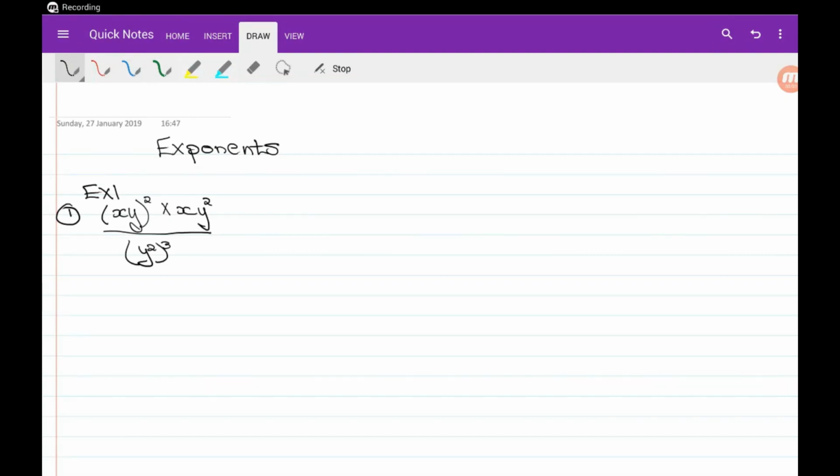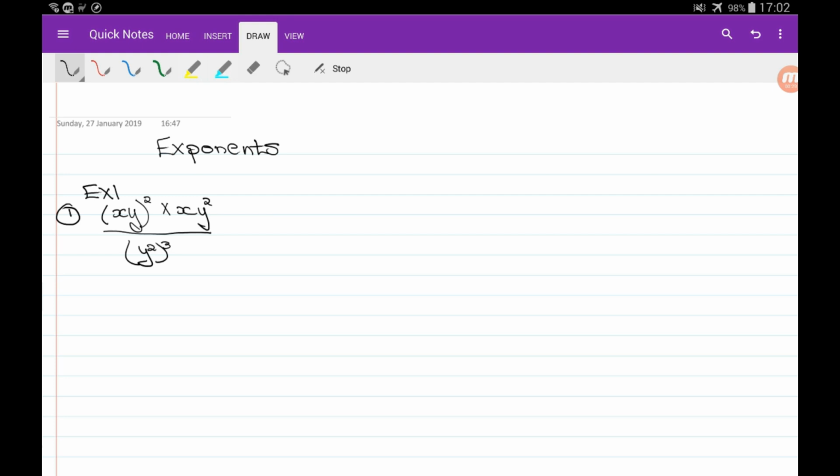Good morning, everyone. We will start with some grade 10 revision questions just to check that you remember how to simplify exponents. Please make sure that you have downloaded the worksheet from Moodle. I'm going to start with exercise 1, question 1. We have (xy) squared multiplied by xy squared, all over (y squared) cubed.